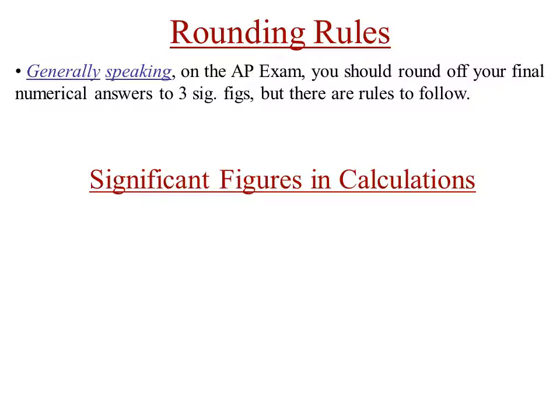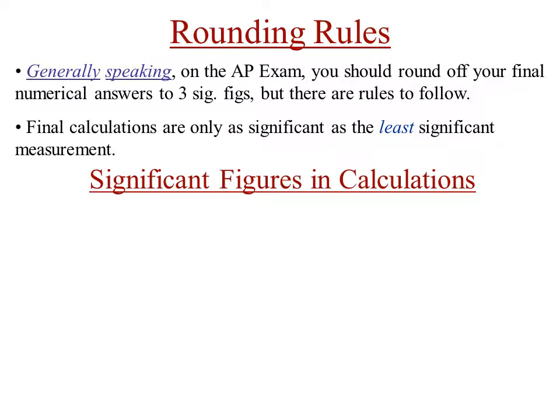So I usually just tell the kids, hey, if you don't know what you're doing for sig figs, just round off to 3 sig figs and you're good to go. But anyway, there are rules to follow. So you only have to round off your final calculation. And you only record the precision of your final answer to the least significant measurement. So you look at the precision of all the measurements that you take and you round off to the one that's the least significant measurement.